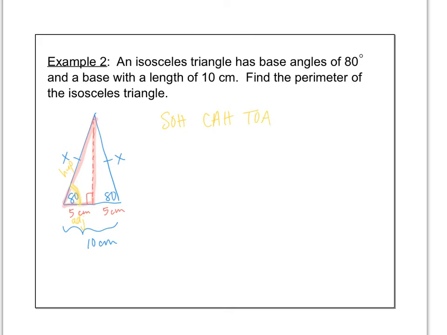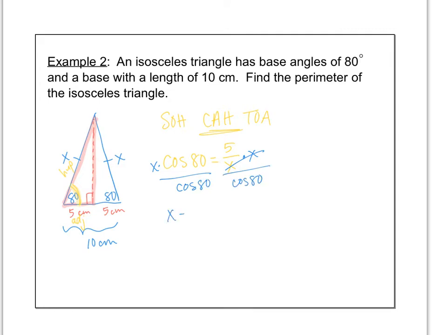And you're going to choose one of these. You want to choose the one that has adjacent and hypotenuse. You're going to choose cosine. So you're going to go cosine 80, remember it's always the angle that goes in there, equals adjacent over hypotenuse, 5 over x. Solve this, so we're going to have to get the x off the bottom of the fraction, so multiply by x, and then divide by cosine 80.